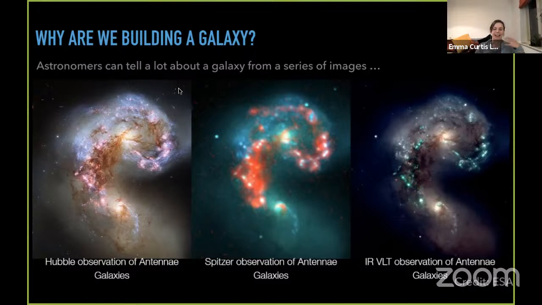Astronomers can generally tell a lot about a galaxy from a series of images. So these are some really beautiful images of the antenna galaxies, which are a couple of galaxies that are merging. And these are a set of images from Hubble. It's a false color image. So when you take lots of images, they're stacked on top of each other with different colors for different images. The middle one here is from the Spitzer Space Telescope.